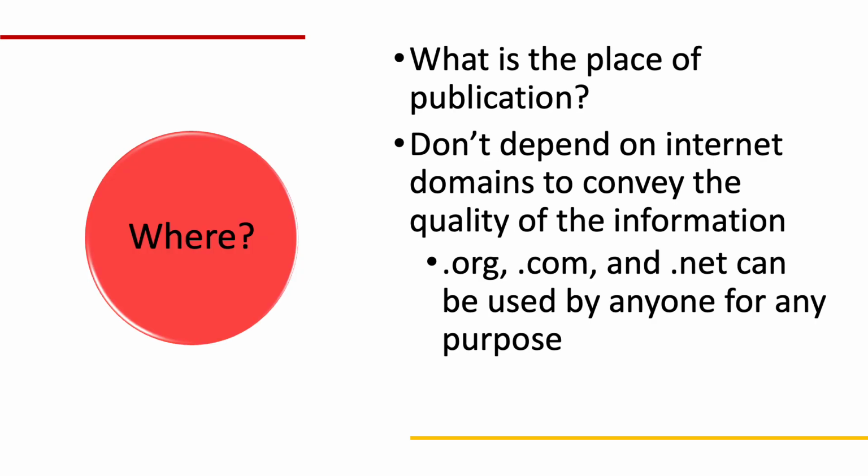When we talk about where, what is the place of publication? And this goes back to who, sometimes, who's publishing it and where are they? Don't depend on internet domains to convey the quality of the information. We sometimes see .org and think it's an organization. It must be reputable. It must be okay. But .org, .com, and .net can be used by anyone for any purpose. You can get a .org and create your own organization and not necessarily have quality information. So be aware of that.